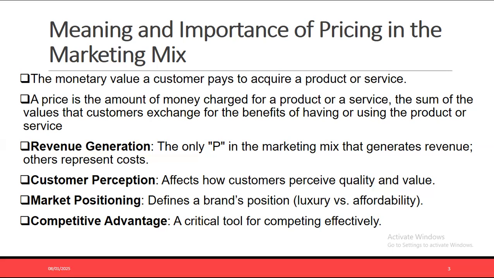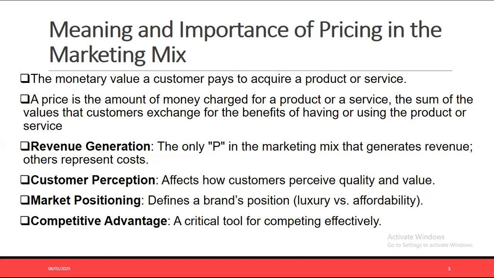Okay. So the second component of the marketing mix, which is the price, is the only P in the marketing mix that generates revenue. What it means is that all the other P's represent costs, they take from the organization. Only the price element generates revenue.